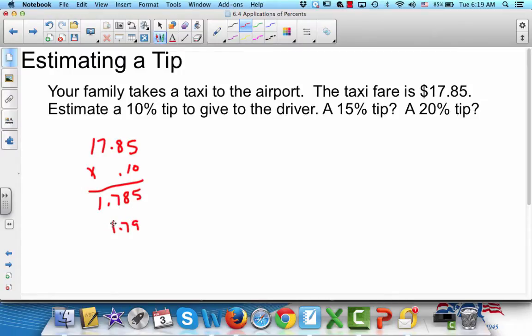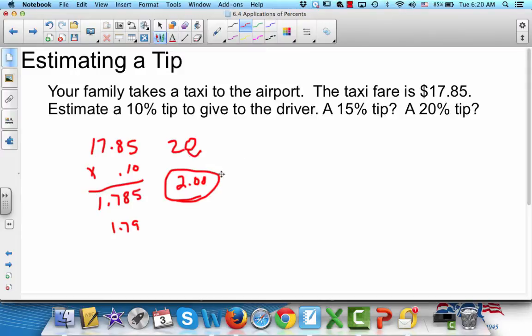But what most people do is they take the $17.85, they round it up to 20, and they take 10% of 20. And remember, when you take 10% of something, all you got to do is move the decimal one place to the left. So we move it right there, and so the answer would be $2. Okay, so that's a 10% tip.